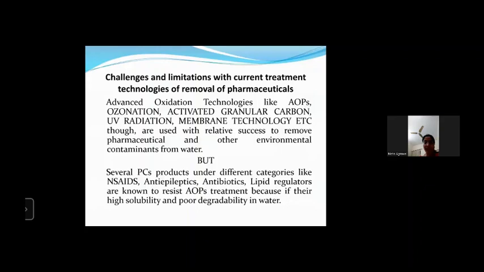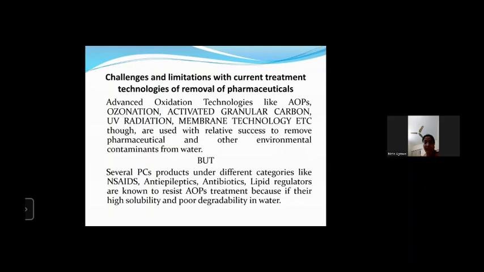These are the challenges and limitations of the current treatment technologies for the removal of pharmaceuticals. As I discussed, advanced oxidation techniques are able to remove these contaminants from the environment to a greater extent. Advanced oxidation processes include ozonation, activated granular carbon, UV radiation, and membrane technology.